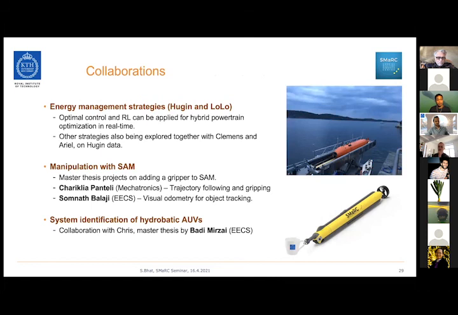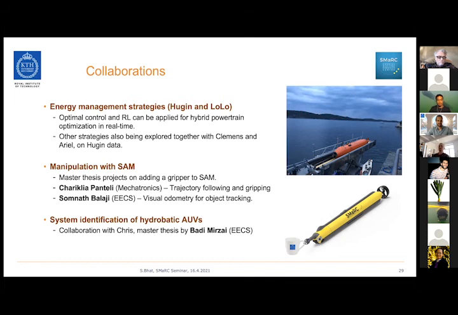Taking all of these together, there are also some collaborations that I've been working on right now, which are on one side related work, and one side it's an extension or an augmentation of what I'm doing. First is what Ariel already mentioned, these energy management strategies with Hugin and Lolo. So I've spoken right now for the last few minutes on underactuated systems. If you're considering a hybrid powertrain, like in Lolo or in what we want to have, the fuel cell and a battery, it's an overactuated system where you have two inputs and one output. And then we want to optimize this in real time. So it's also an optimal control problem, and we could use these strategies there. So we're doing that with Clemens and Ariel.